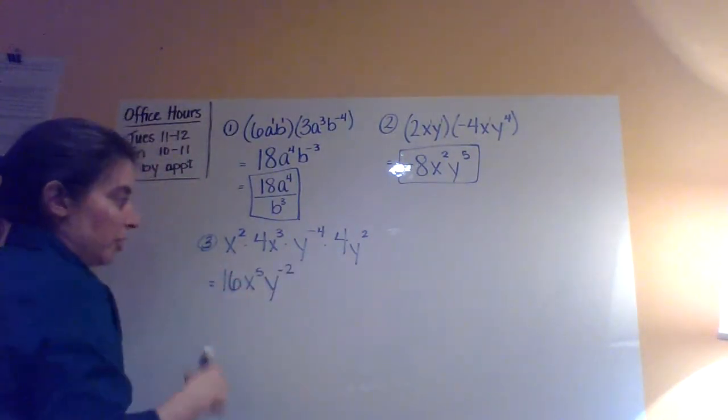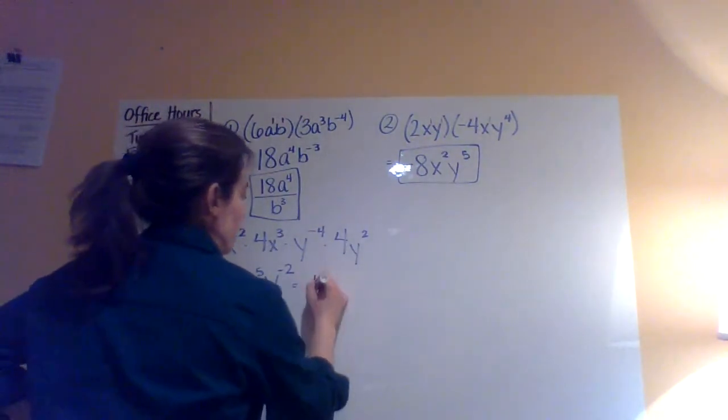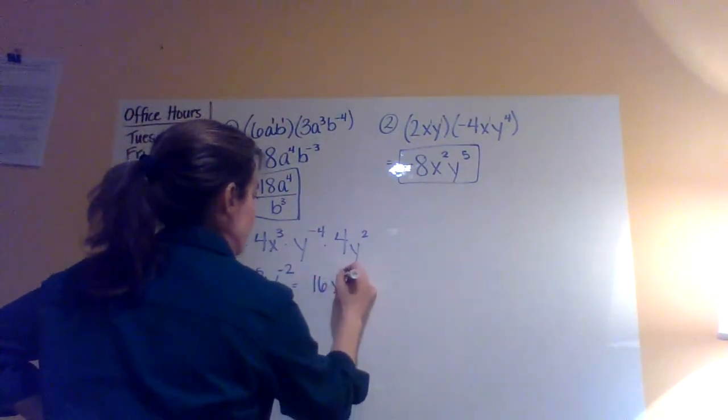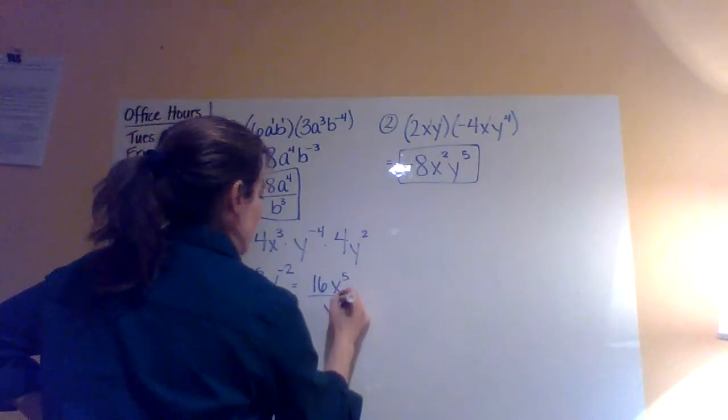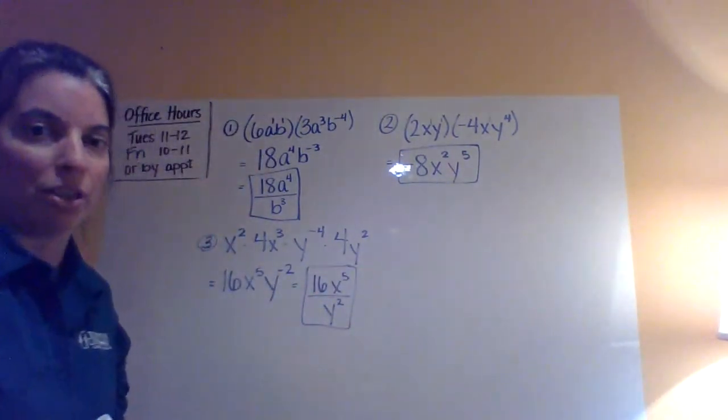And by now, hopefully you're in the rhythm of this. If I see a negative, I need to move it. So 16 is to the first power, it stays. X to the 5th stays. Y to the negative 2nd goes down to the denominator to be positive.